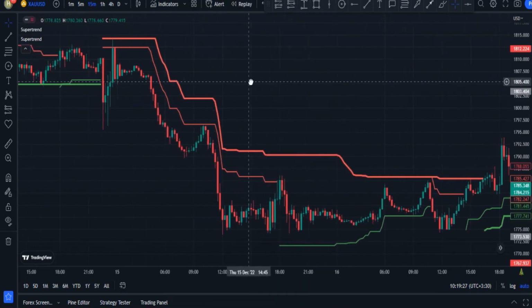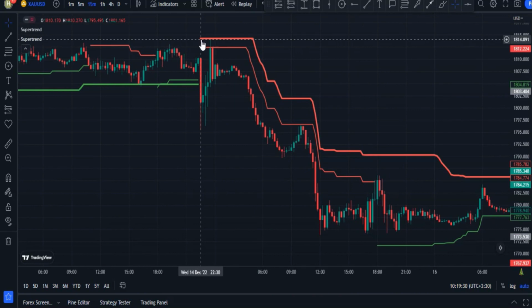Now let's see the rules of trading with these indicators. But remember that it is necessary to add the third indicator to the chart.